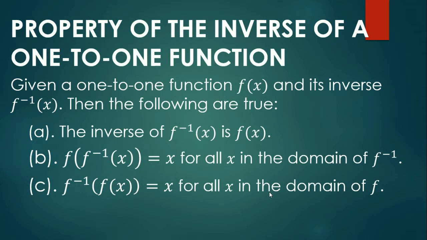So in short, we use this property to verify if a given pair of functions are inverses of each other. So, ang ginagamit natin dito yung property B and property C. Again, these two are used to verify if a given pair of functions are inverses of each other.